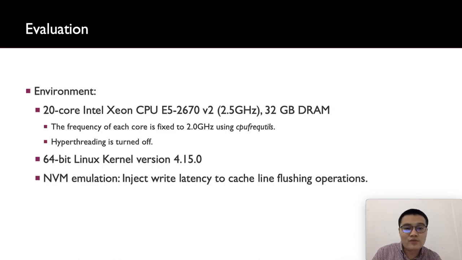Okay, the last part of this talk is a quick view of the evaluation results. The experiments were conducted on a 20-core Linux machine, and as a real NVM device was not available, we emulated the NVM device while injecting actual latencies to the cache line flushing operations.